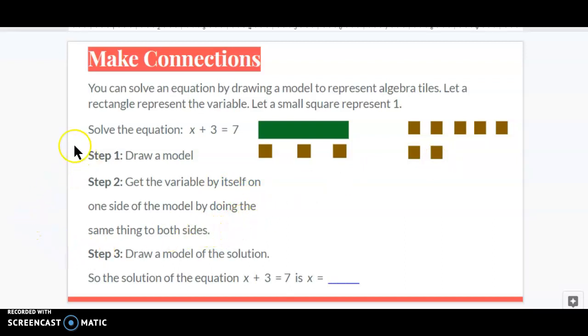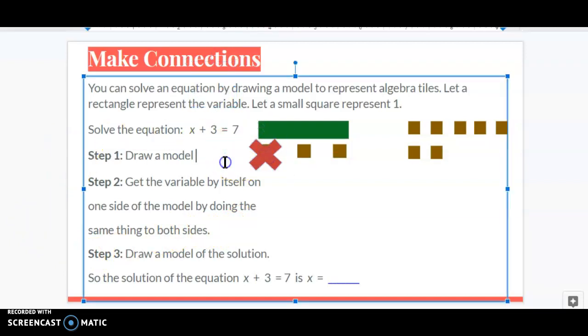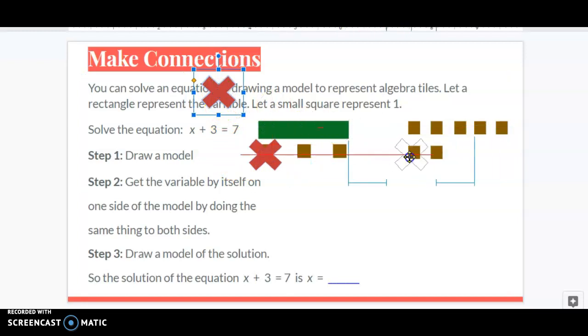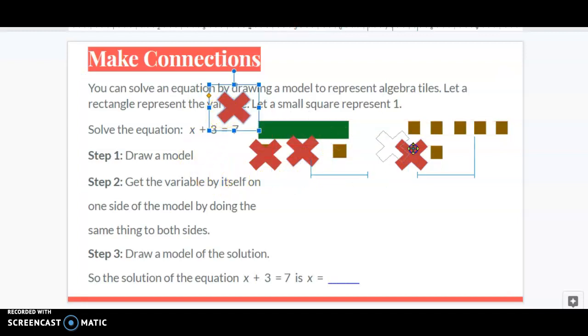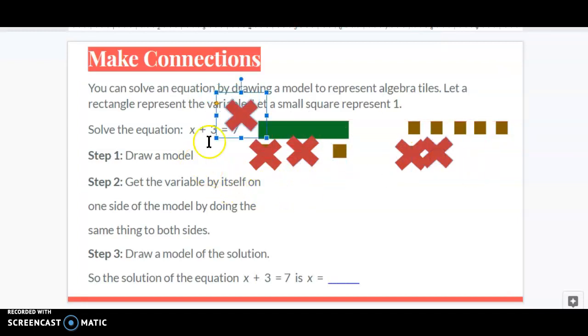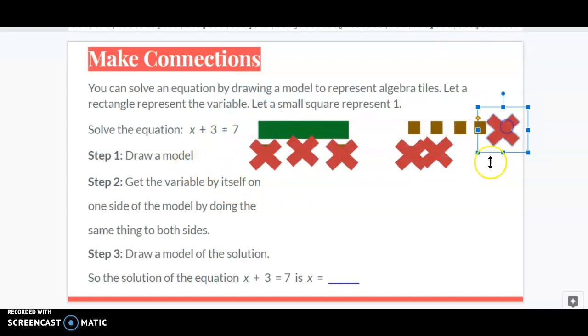We're going to get the variable by itself on one side of the model by doing the same thing to both sides. So what does that mean, Miss Carmona? That means that we got to x out 1 on that side, 1 on this side, 1 on this side, 1 on the other side. So I've x'd out 1, 2, 3 on the left, so you're xing it out in your notes or in your Go Math. And on the right side, you're also xing out some of them, 1, 2, 3. So on both sides, you've crossed out 3 of the 1 tiles, 3 on the left, 3 on the right.